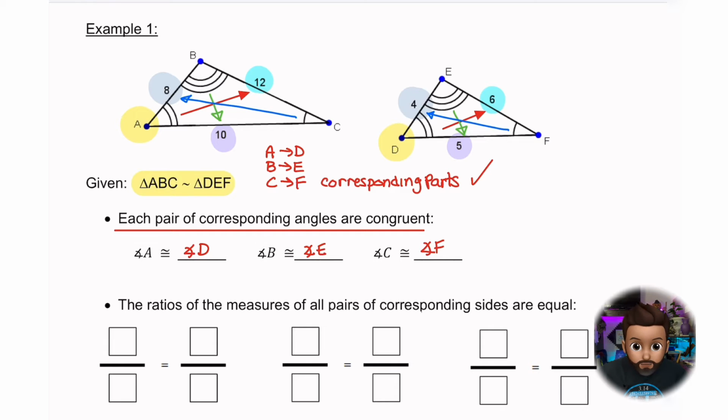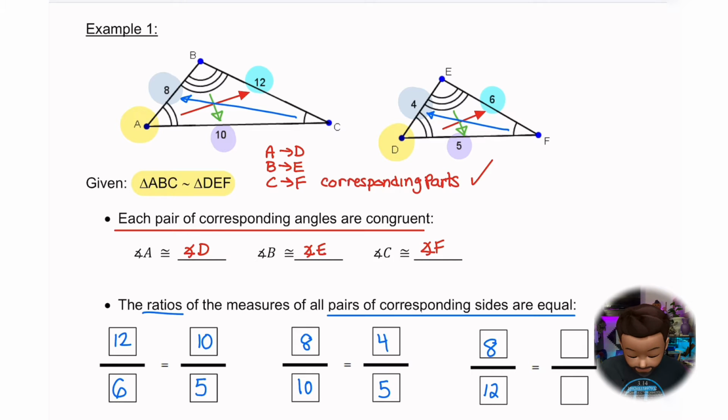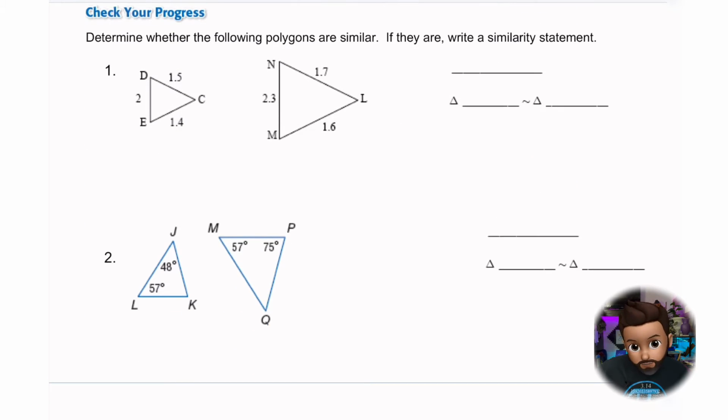Now, making the ratios of corresponding sides, here we can do a number of different combinations where we match corresponding sides in the fractions or in the ratios. Pairs of corresponding sides are equal. So 12 over 6 is the same as 10 over 5. Or if we maybe make the proportion 8 is to 10 as 4 is to 5, that also is a set of corresponding parts. 8 is to 12 as 4 is to 6. So we can find a number of different corresponding ratios that are equal.